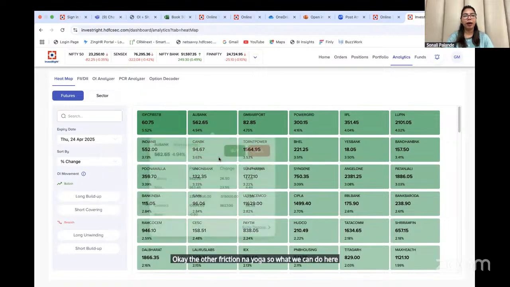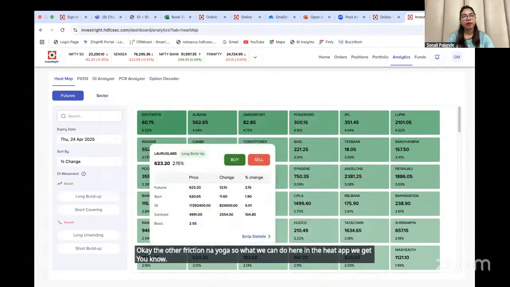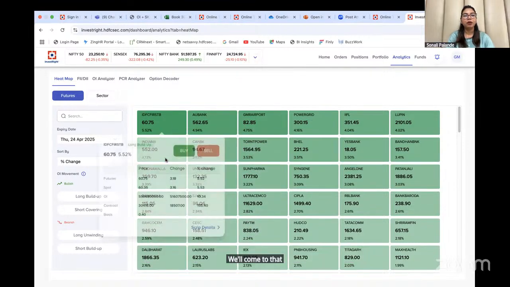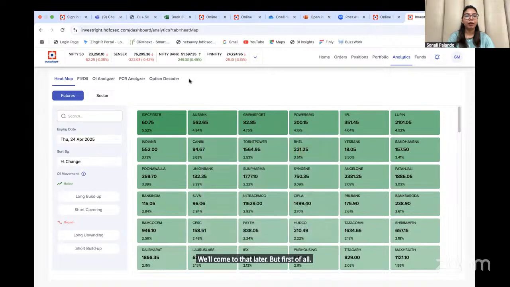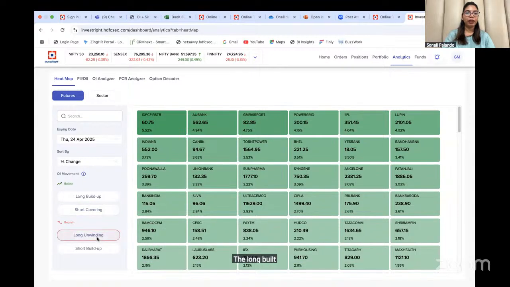So what we can do here in the heat map, we get heat map for all the F&O scripts over here. Okay, and the actionables over here like buy sell button and all the data points like the OI, how the price has changed and everything. Okay, we'll come to that later, but first of all we get the heat map. Now you see these filters, right? The long build up, short covering, long unwinding, short build up.